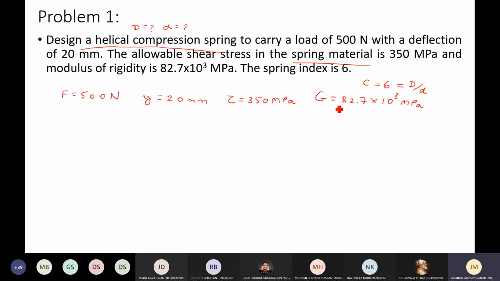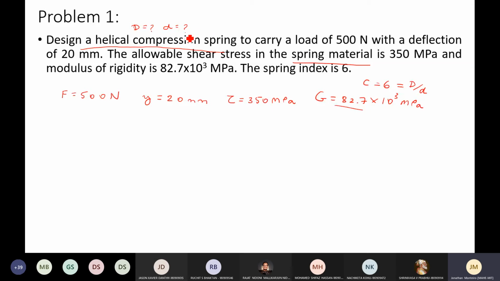Well, how do we know? G is 82.7, so we need not go and redefine the material. So spring material is given, and allowable stress 350 is already given. We need not design that. What you have to take care of is D and d.